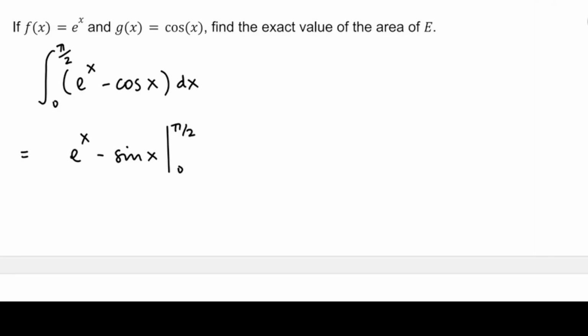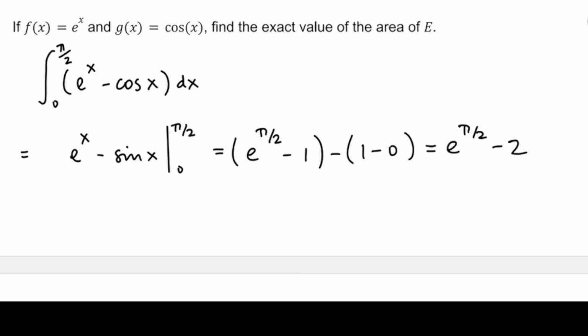And then I'm going to plug those values in and subtract. When I plug in pi over 2, I'd get e to the pi over 2 minus the sine of pi over 2. And then I'd plug in 0 and get e to the 0 minus sine of 0. And I'm subtracting this stuff, and I get a minus 1 and another minus 1. And so that would be e to the pi over 2 minus 2.